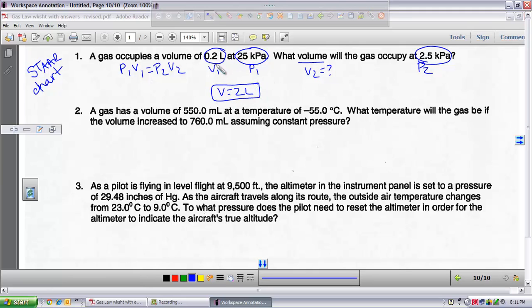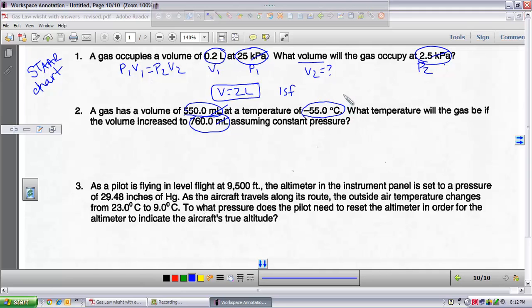Now be careful, because you want to look at your units. This has kilopascals, this has kilopascals, so they end up canceling each other out and you get volume in units. You can only have 1 sig fig here because this only gave you 1 sig fig. If you look at this one, it gives you a volume in milliliters. This other one is volume in milliliters. The milliliters will cancel. Usually you have to convert them to liters, but in this case they cancel.